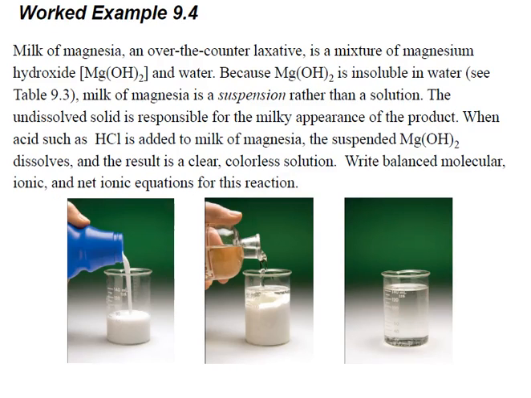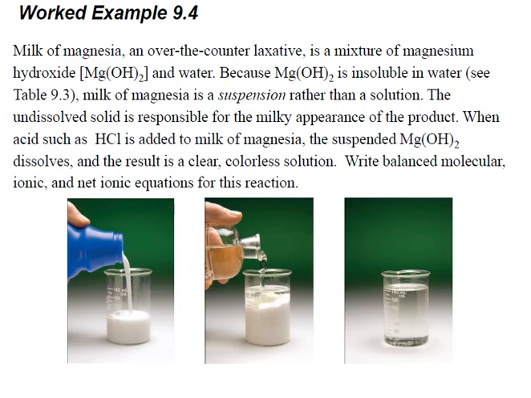Let's take a look at this fourth example. Milk of magnesia, an over-the-counter laxative, is a mixture of magnesium hydroxide and water. Because magnesium hydroxide is insoluble in water, and you can see that with the solubility rules, the milk of magnesia is a suspension rather than a solution. The undissolved solid is responsible for the milky appearance of the product.